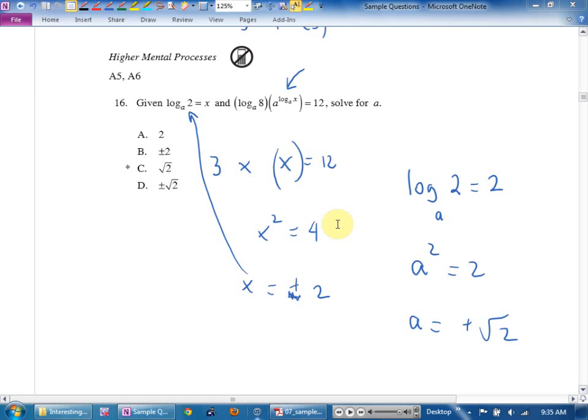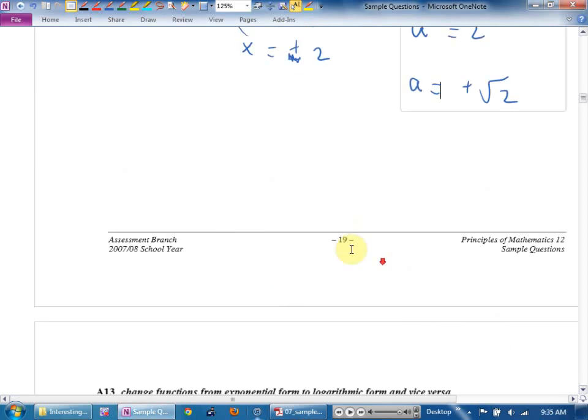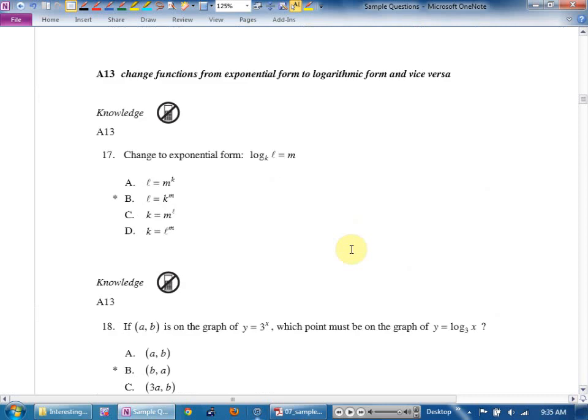I think let's keep going. There we go. Oh yeah, so here's our knowledge, right? Write that as an exponent. I'm assuming you can all do that.